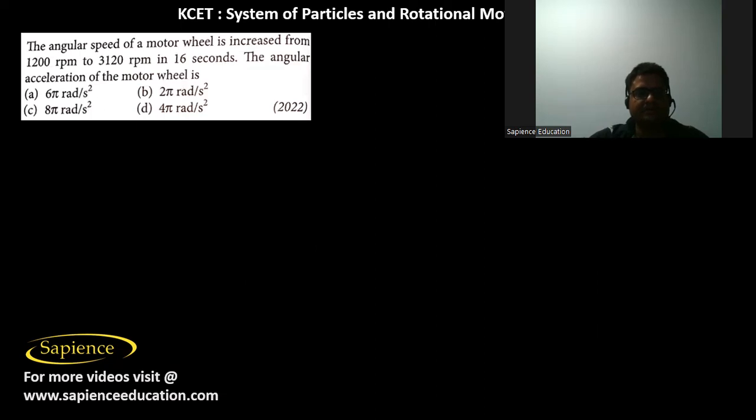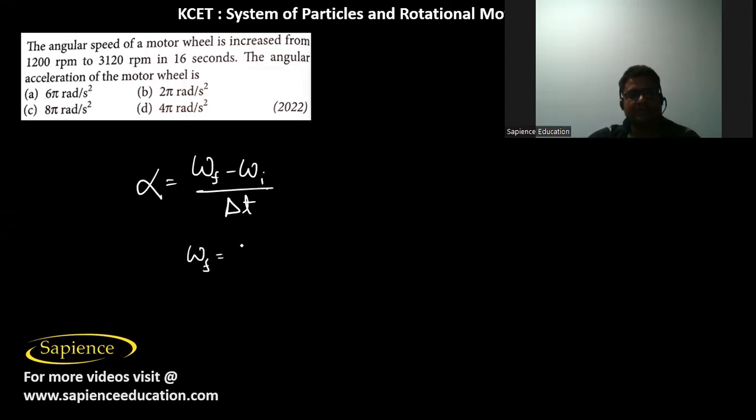Then here it is told the angular speed of a motor wheel is increased from 1200 rpm to 3120 rpm in 16 seconds. The angular acceleration of the motor wheel is, so angular acceleration we can tell it is omega final minus omega initial by the time interval. Here the initial angular speed is 1200 rotations per minute. RPM full form is revolutions per minute.